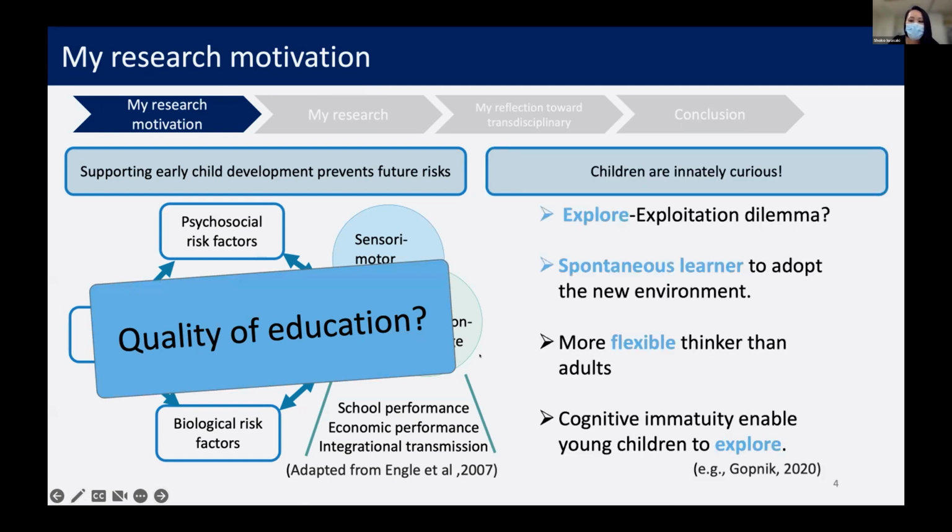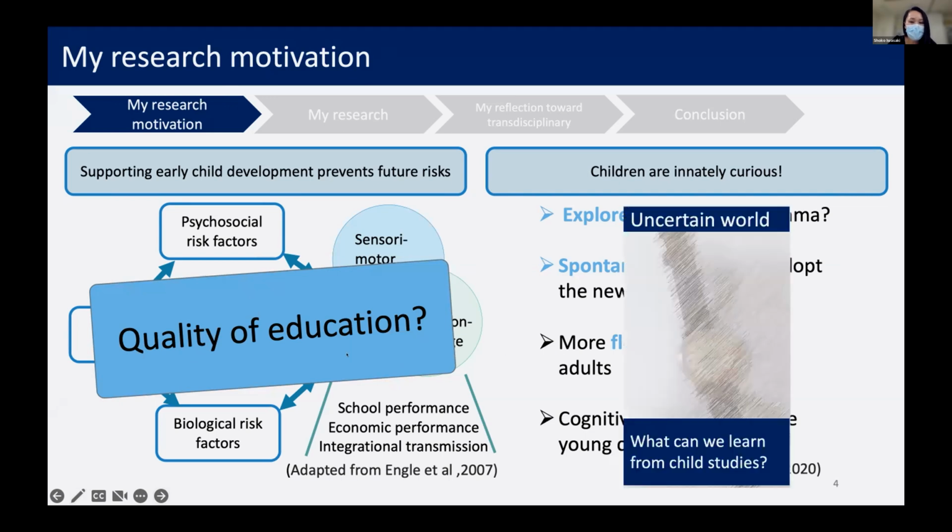Another aspect of my research motivation is children's innate features. Of course, children need to have enriched experiences for cognitive development. At the same time, I was also interested in children's unique feature, which was that children are innately curious. So when we face decision-making situations, do we explore new information instead of using previous reliable information? Children actually like exploring much more than adults. They are active learners. Babies and infants want to know a lot, even though their cognitive and physical development are immature. And this immaturity seems to enable younger children to be spontaneous learners and more flexible thinkers.